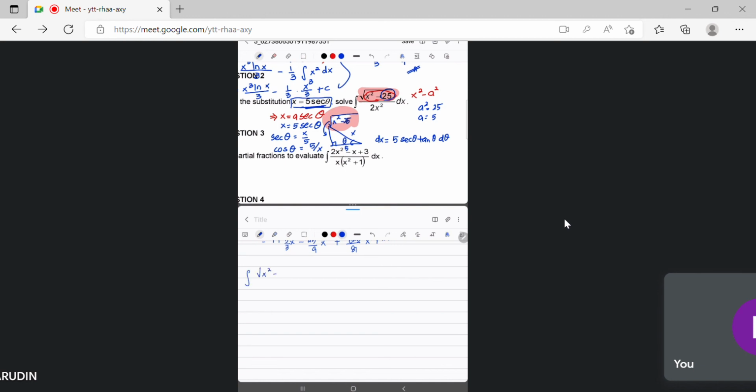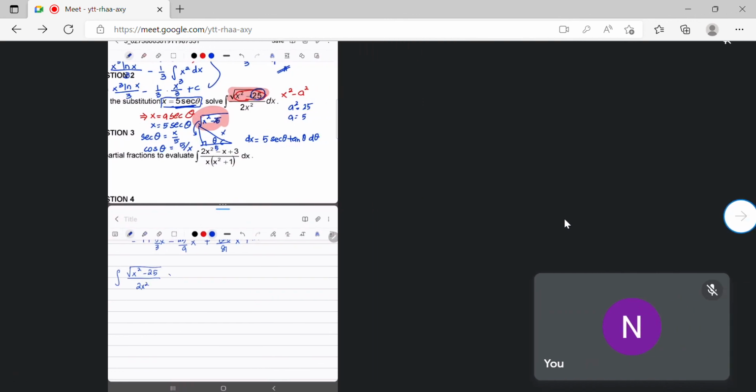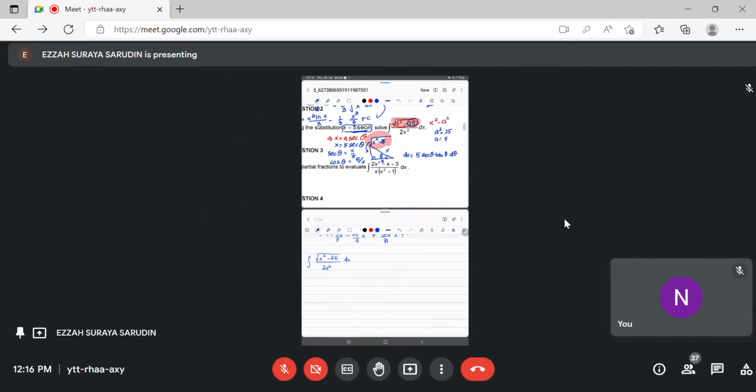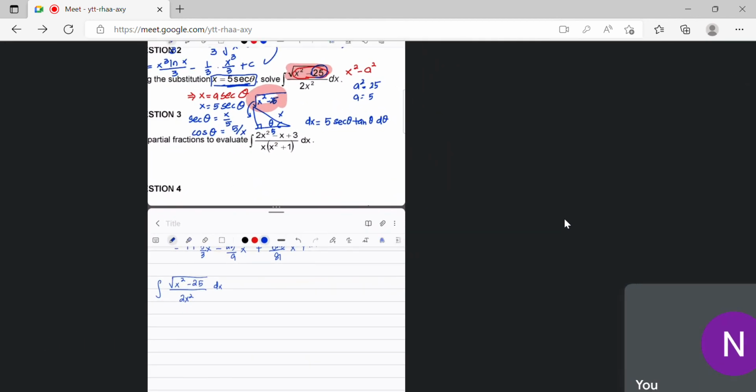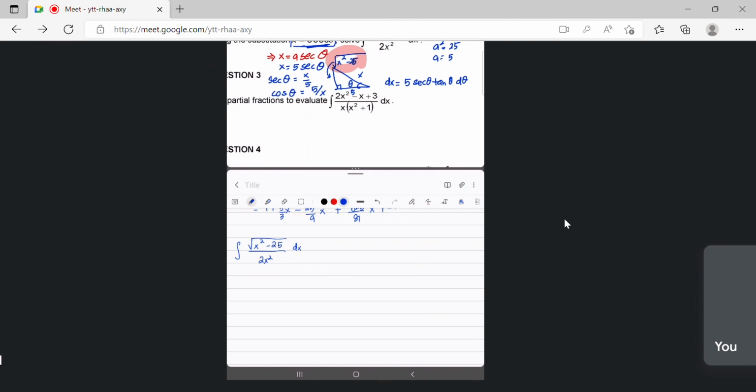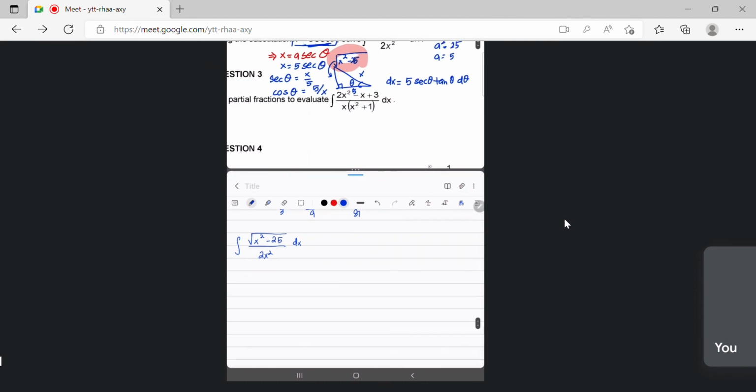x squared minus 25. Korang okey lagi ke? Okay, madam. Okey lagi ya? Sikit lagi. Kalau kita tak discuss hari ni, tak tahu bila lagi kita nak discuss. Lepas ni korang boleh fokus buat exercise je. Tak apa, kita sama-sama penat hari ni.